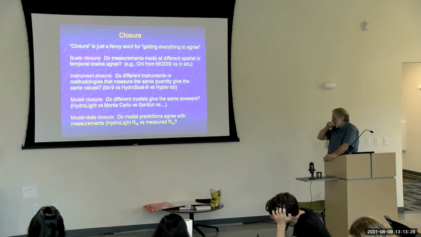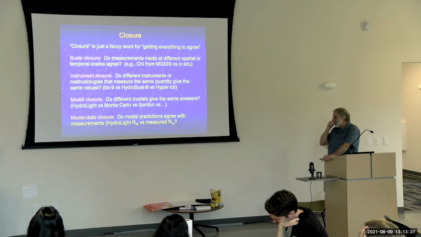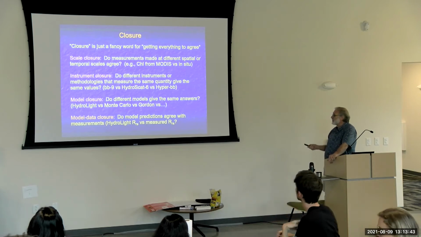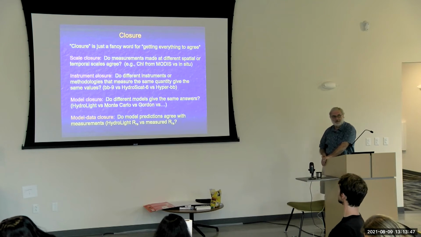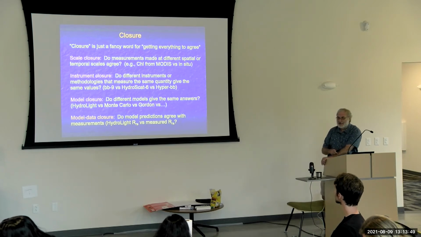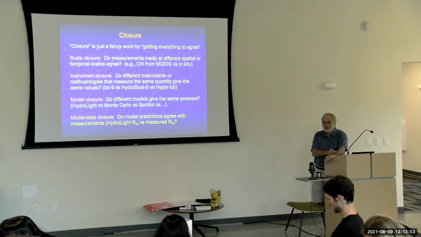Another kind of closure is instrument closure. You've had different instruments now for measuring things like backscatter. There's a BB9, there's an older instrument called the Hydroscat 6, which claims to give backscatter at 6 wavelengths. There's the Hyper BB. And so you stick all those instruments in the water at the same time. Are they going to give you exactly the same backscatter coefficients? Well, probably not. And if not, then why?